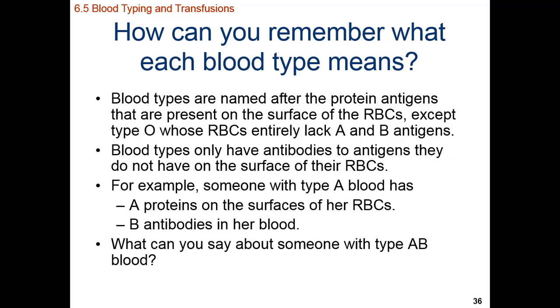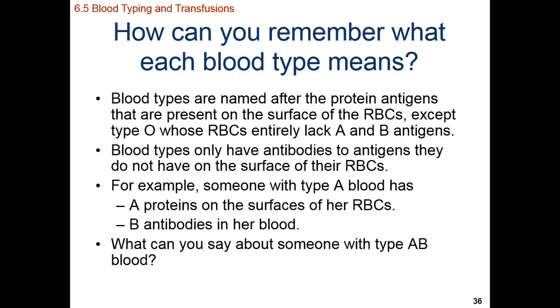How can we remember what each blood type means? Generally speaking, blood types are named after the protein antigens that are present on the surface, except for type O. Type O means that you do not have either the A or the B antigen. So type O is the lack of the A or B antigen.